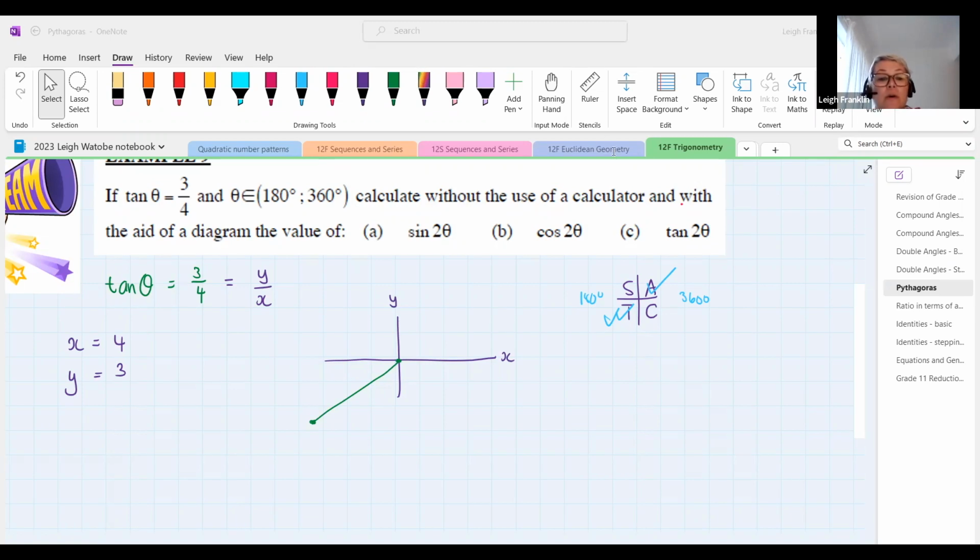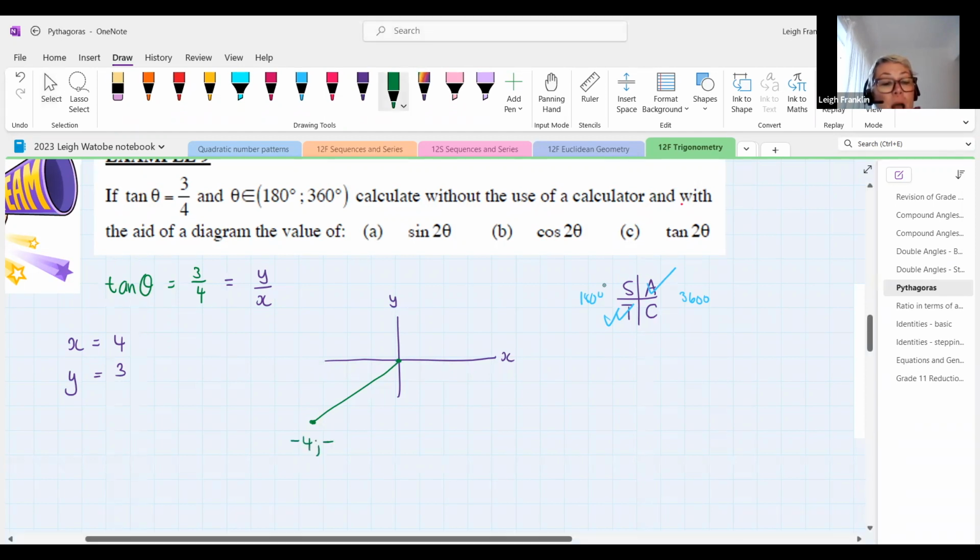Exactly, Sharon. So that means that this is -4. Our x coordinate is -4 and our y coordinate is -3. So I've got to be very careful because both x and y are negative in the third quadrant. And this is angle theta over here. That is how you should draw your diagram. You should label the angle, and then you should also draw a point at the end of the terminal arm and put in your coordinates.